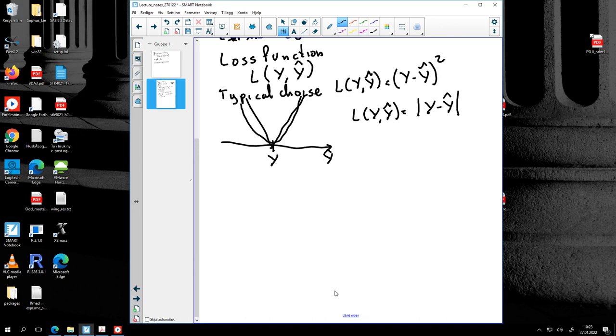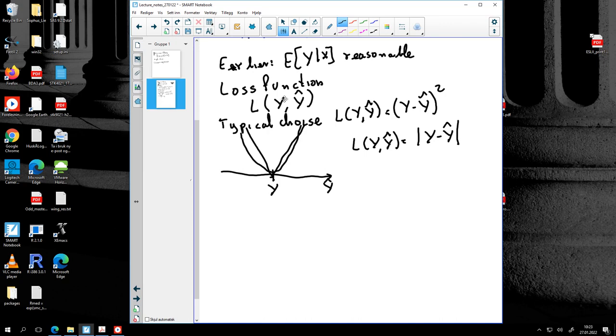Okay, but in general then we have this loss function L of y, y hat. A problem now if we want to, well, first of all, we want to minimize the loss. So, the smaller the loss, the better.